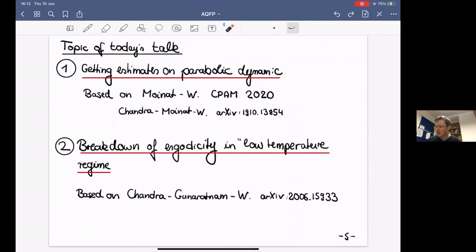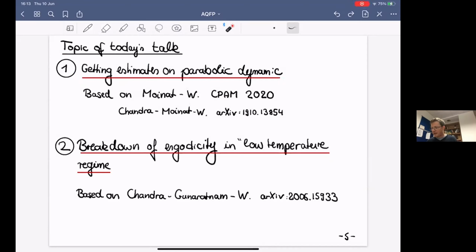So the first one is concerned with the parabolic dynamics. There the question is, how do you use the parabolic dynamics to construct samples from the measure, and what kind of estimates can you get? And this is based on work mostly that I did about 2 years ago with my then PhD student Augustin Moinat, and then more follow-up work with AJ Chandra and Augustin Moinat.